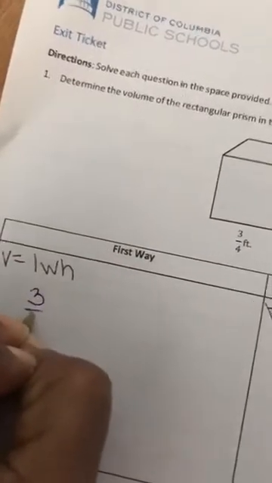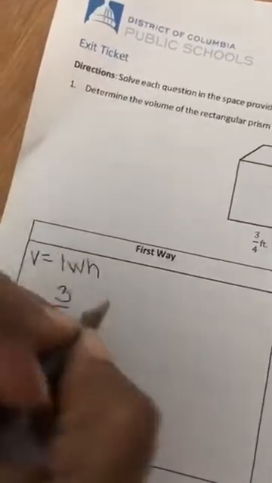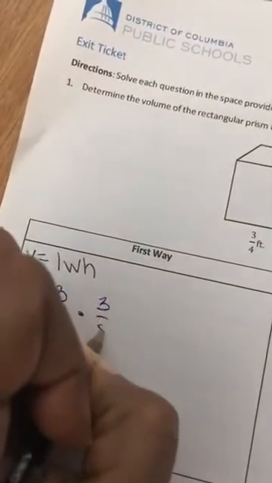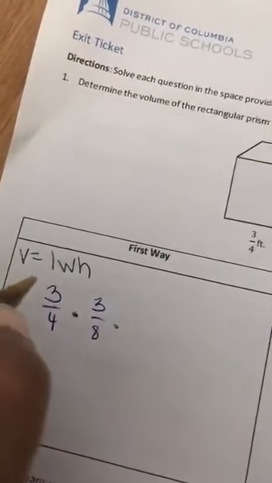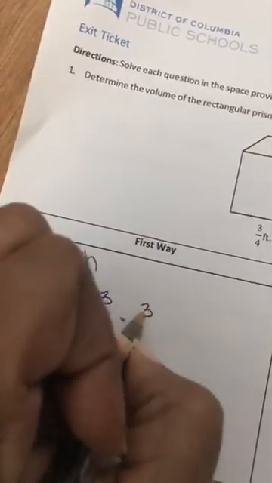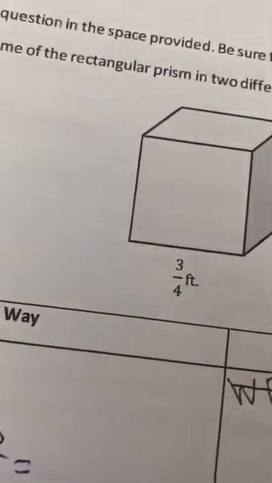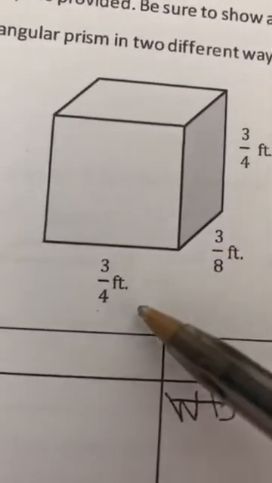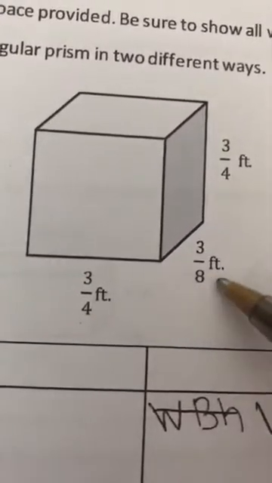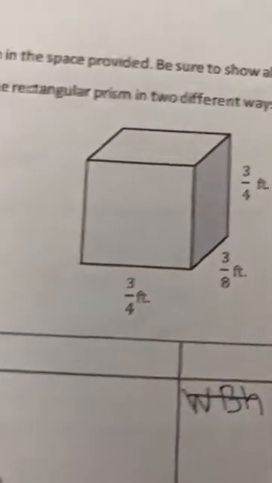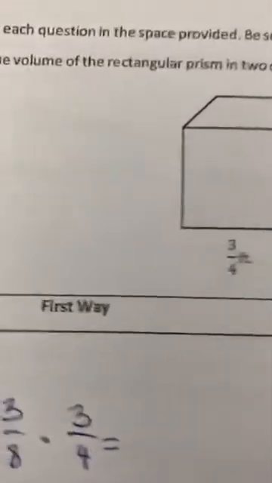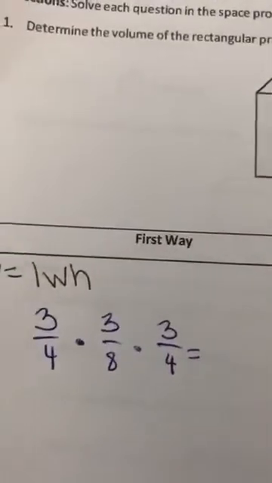3/4 times 3/8 times 3/4. Check and make sure you wrote down your numbers right. 3/4 times 3/8 times 3/4. All right? So let's do our multiplication.